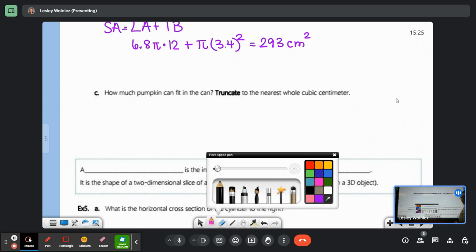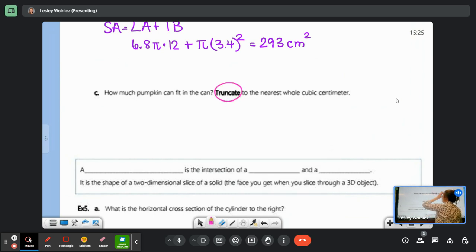All right, how much pumpkin am I going to fit in the can? Am I talking about the stuff that makes the can, or am I talking about the room inside the can? So what am I asking you to find? The volume. What's that word? Truncate. Oh, it's a type of rounding. Truncating is when you just chop off decimal places.